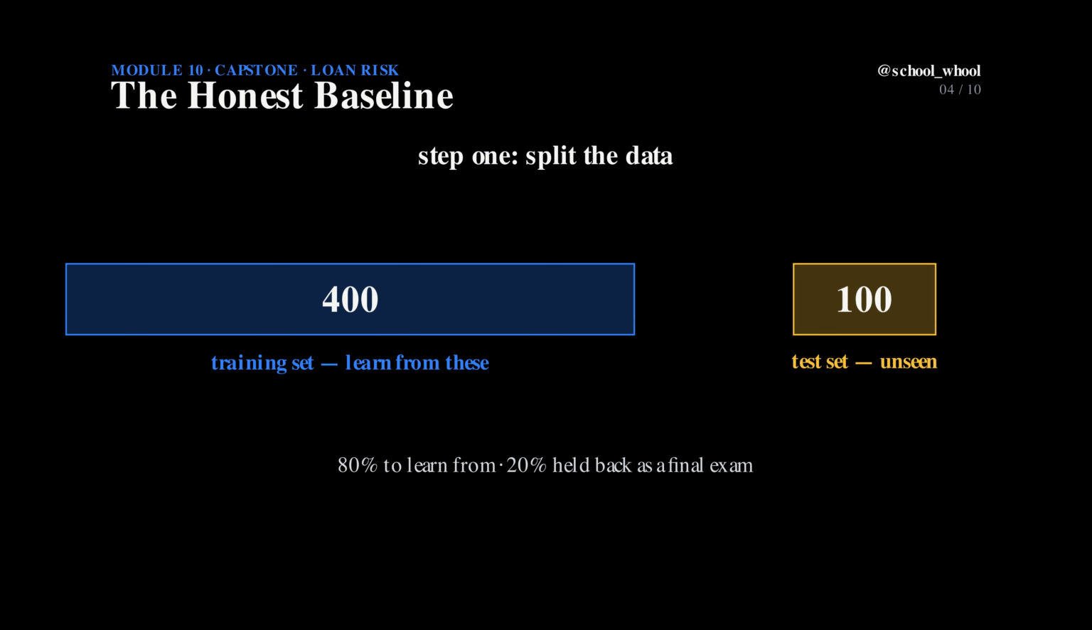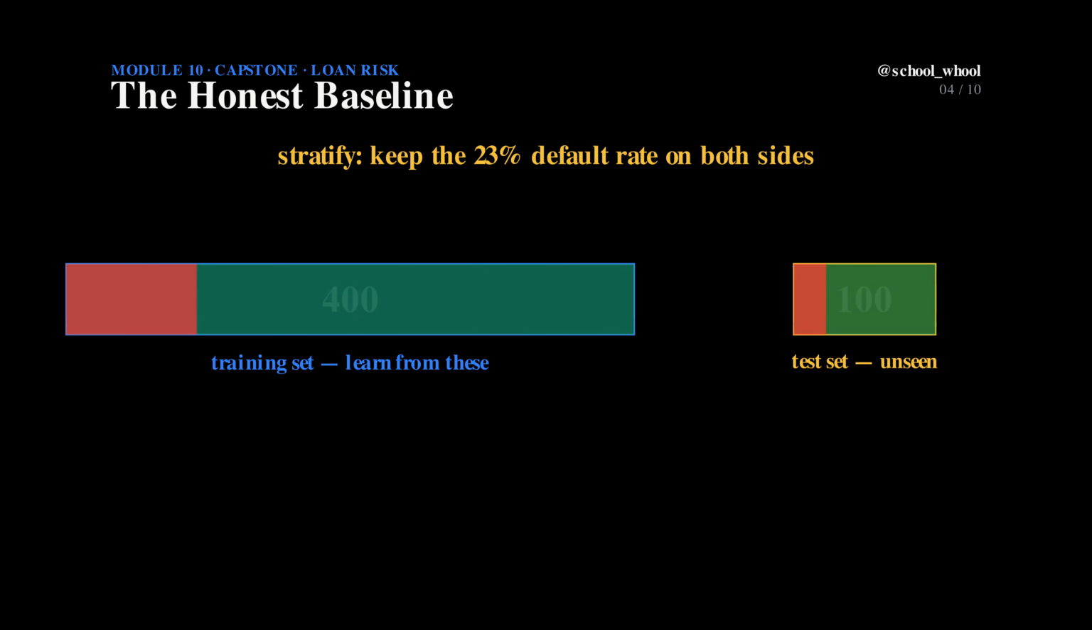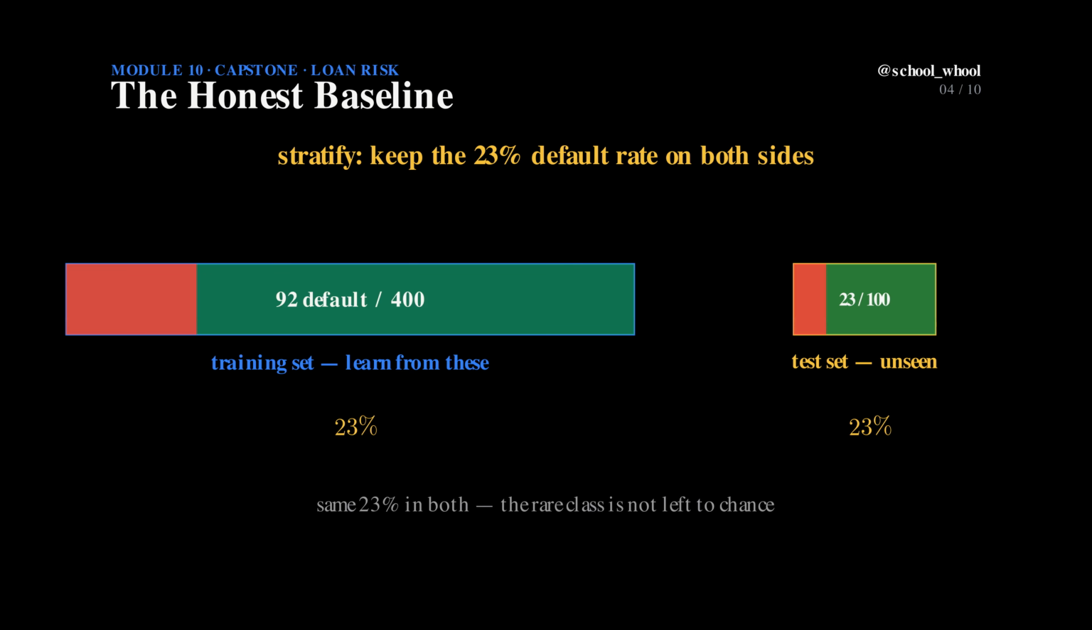But we don't split at random. We stratify. We make sure the rare class is represented the same way on both sides. Our overall default rate is 23%, so the training set gets 92 defaulters out of 400, and the test set gets 23 out of 100. Both halves are 23%, just like the whole.